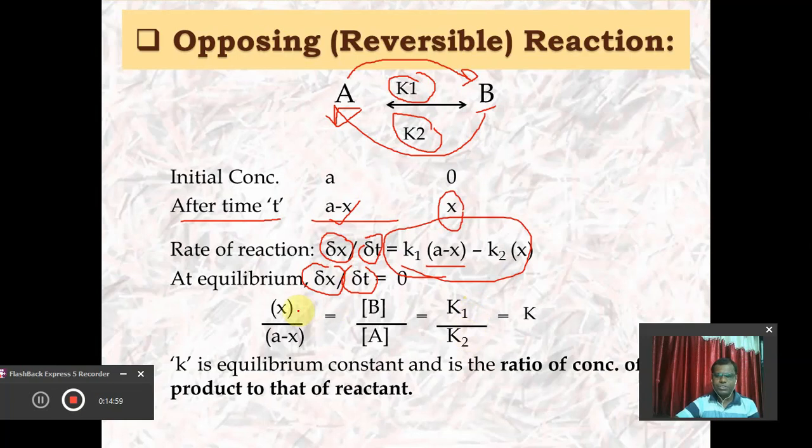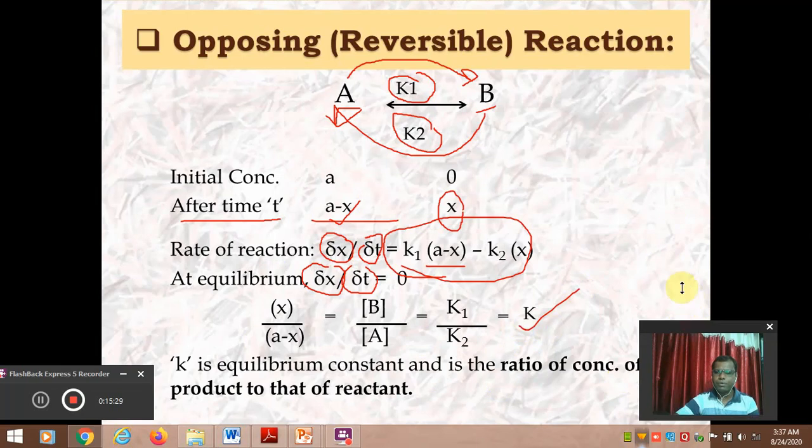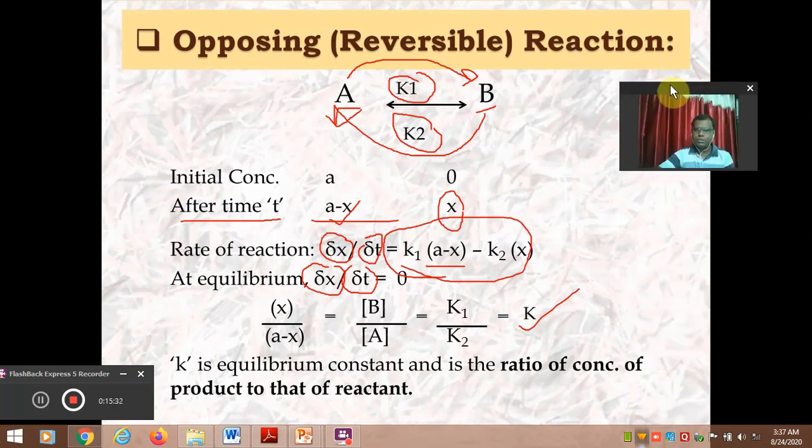But what is this x? This x is the concentration of product, and a minus x is the concentration of reactant. It means the concentration of product to the concentration of reactant is equal to the rate constant of the forward reaction divided by the rate constant of the backward reaction. Both are rate constants. So instead of these two constants, we have taken another constant called K, and this is called the equilibrium constant. This equilibrium constant is the ratio of the concentration of product to that of reactant.